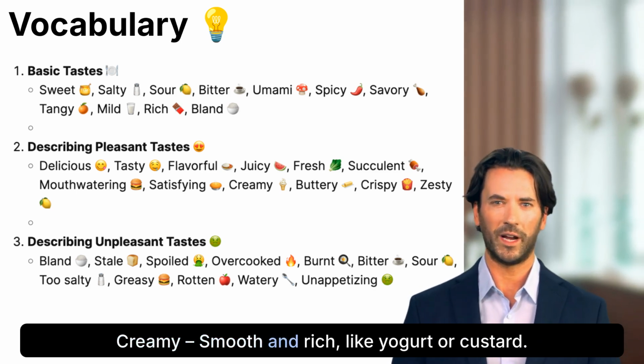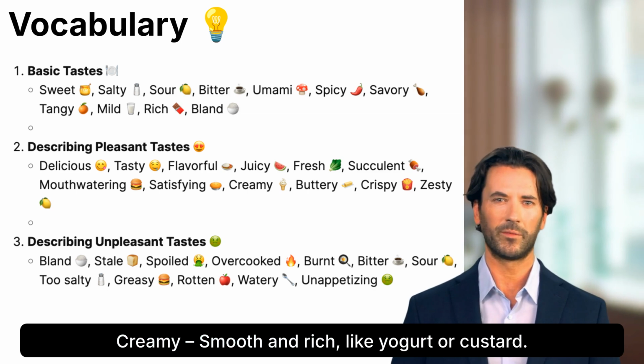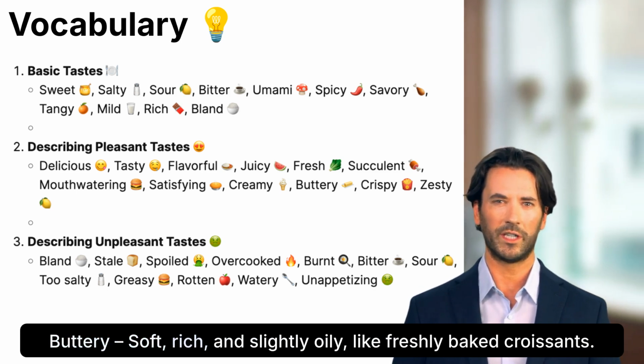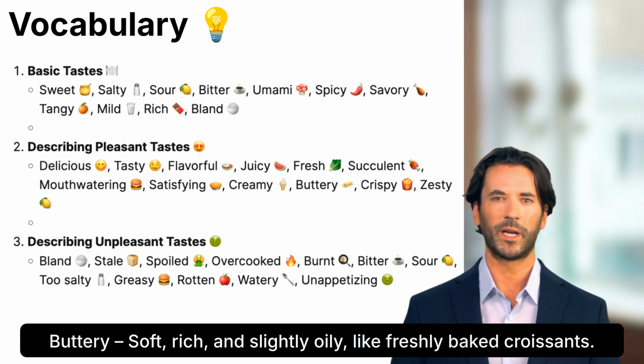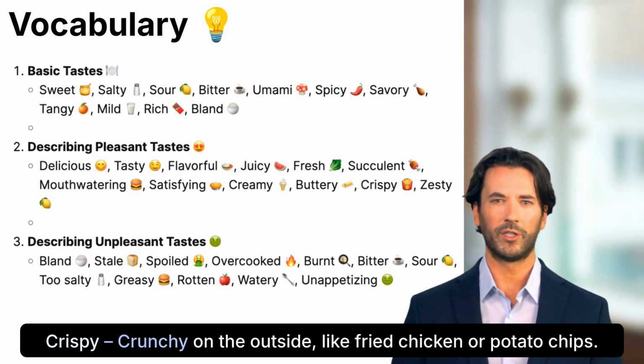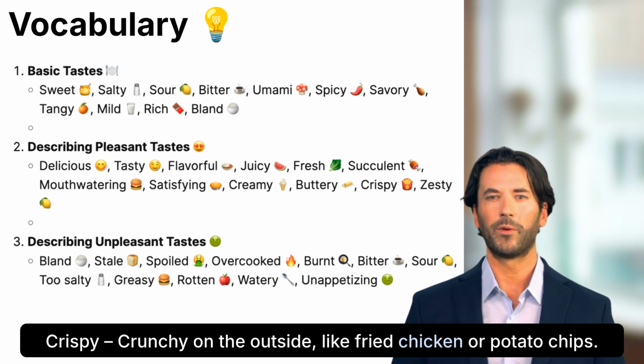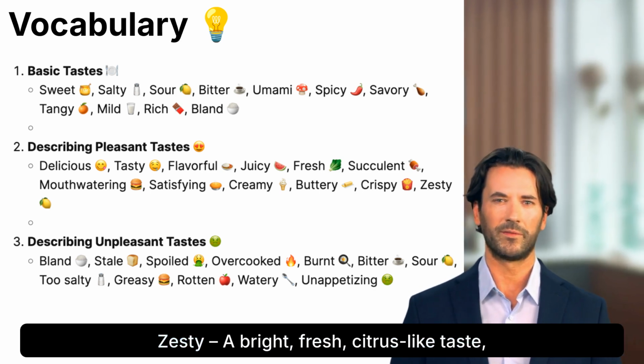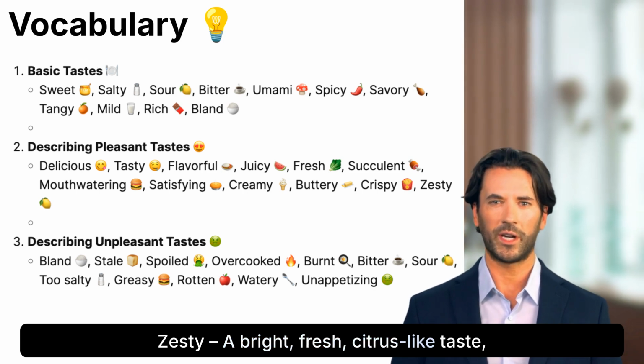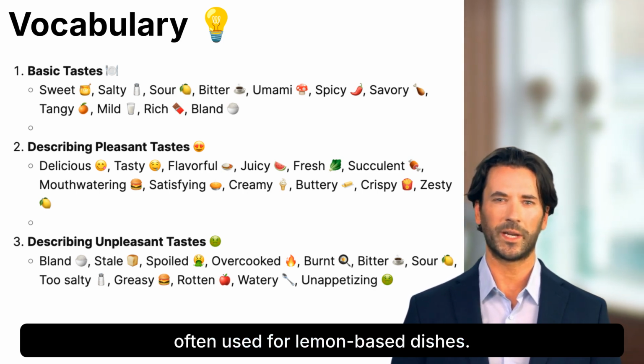Creamy, smooth and rich, like yogurt or custard. Buttery, soft, rich and slightly oily, like freshly baked croissants. Crispy, crunchy on the outside, like fried chicken or potato chips. Zesty, a bright, fresh, citrus-like taste, often used for lemon-based dishes.